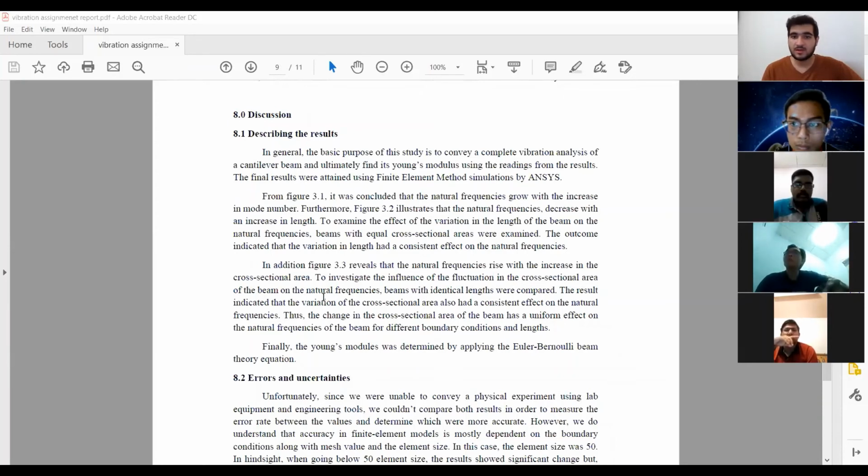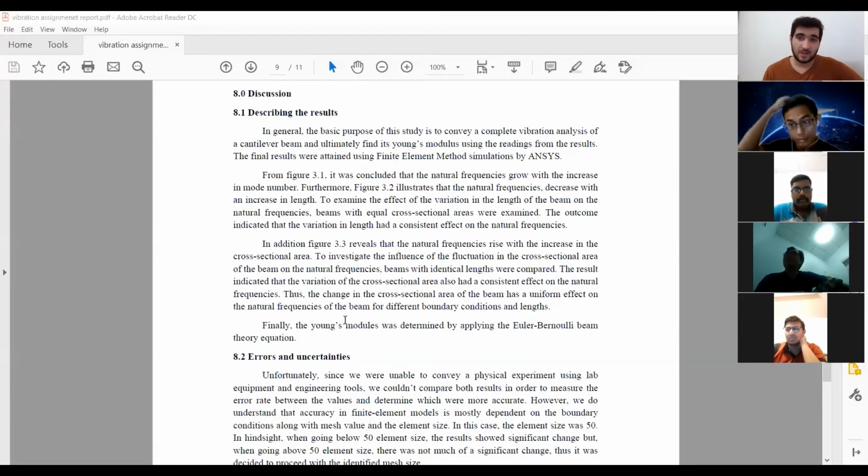When the mode number increases, the natural frequency increases. When the length increases, the natural frequency actually decreases. When the cross-sectional area increases, the natural frequency also increases. So these were the very general results that we were able to get from the experiment. And of course, with all of these factors in mind and with the values that were obtained, we were finally able to use the Bernoulli method to find Young's modulus.